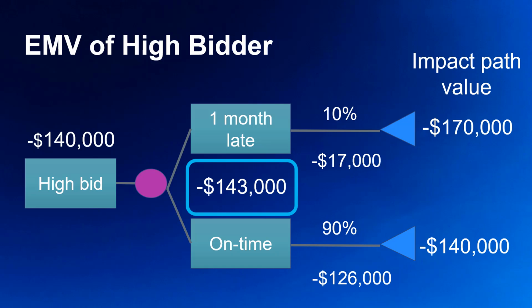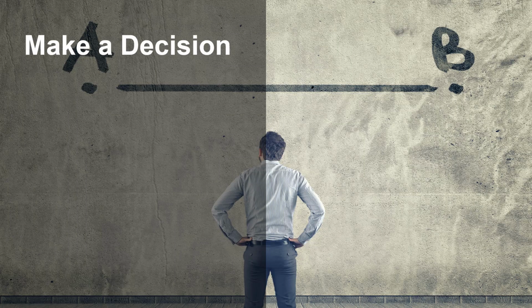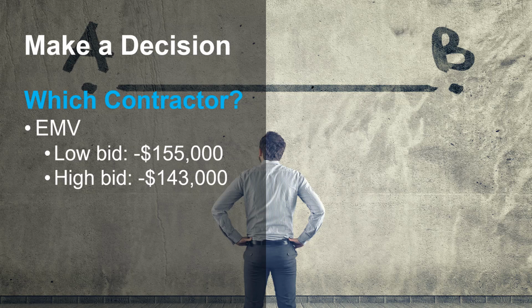Okay, what do we do now? Well, we need to make a decision. Remember, we wanted to choose the one bidder which would cost us less? Now we compare the EMV of our low bid contractor at minus 155,000, that's an expense of $155,000, with our high bid cost at minus 143,000, that's an expense of 143,000. Even though our high bidder would cost us more outright, we discovered through this analysis that his reliability would likely pay off and be less risky and costly for us overall.